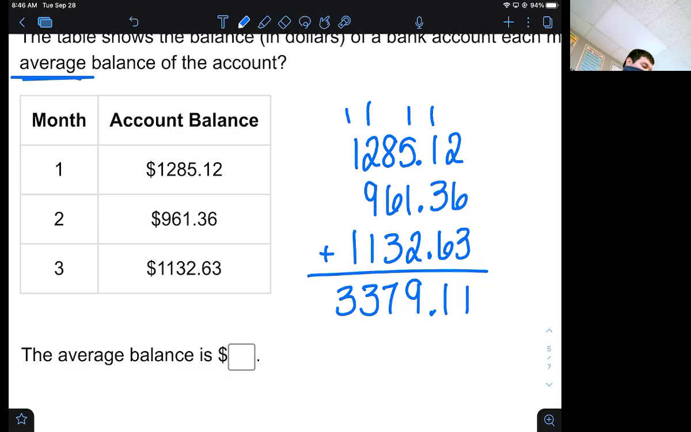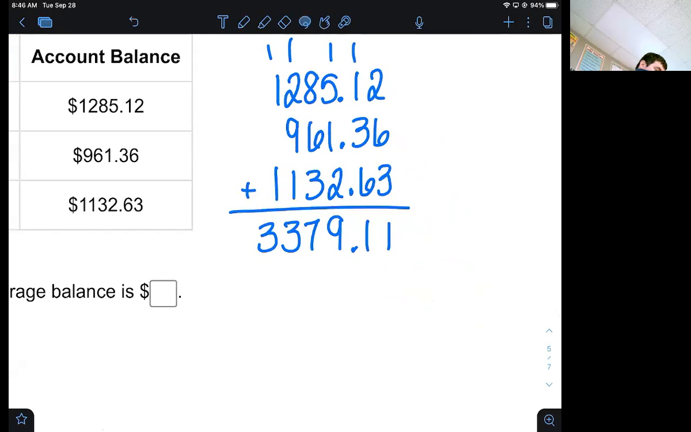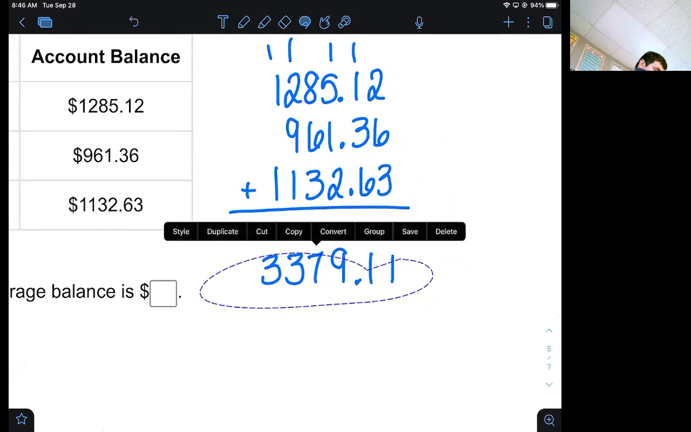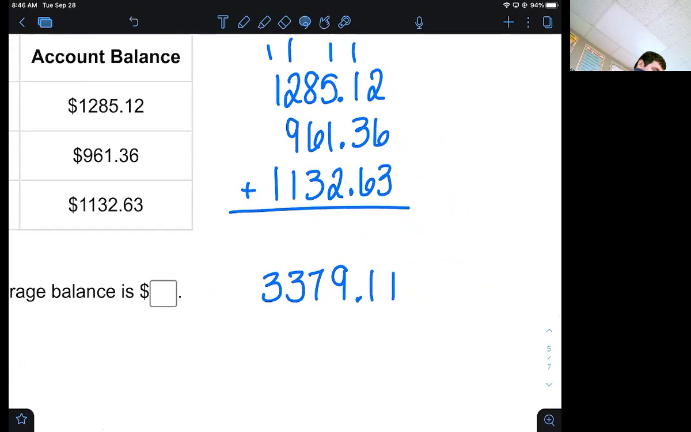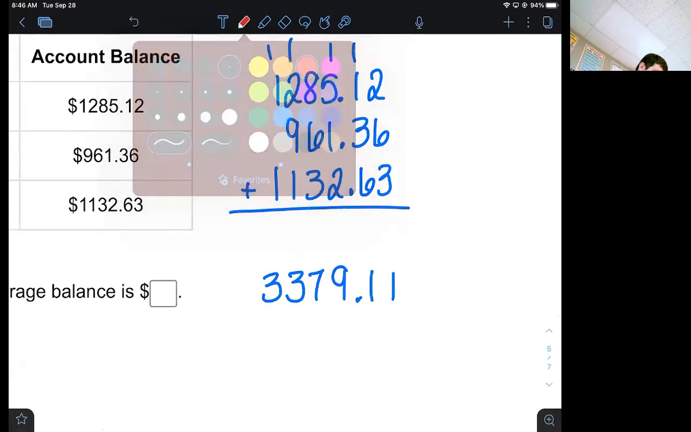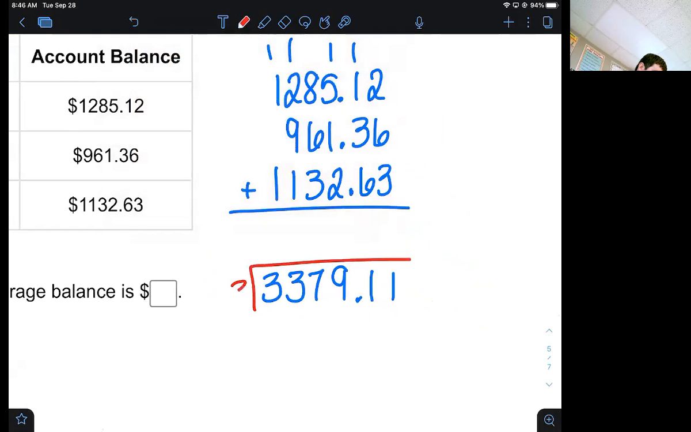$3,379.11. But my next step is to obviously divide that by 3. Oops, let's drag you down a little bit more. And the first thing I want to do, not that I have to, but I kind of want to see if 3 goes into this number. So an easy way to see if 3 goes into a number is to add all the digits up and see if 3 goes into that number. I think you guys have heard this before.